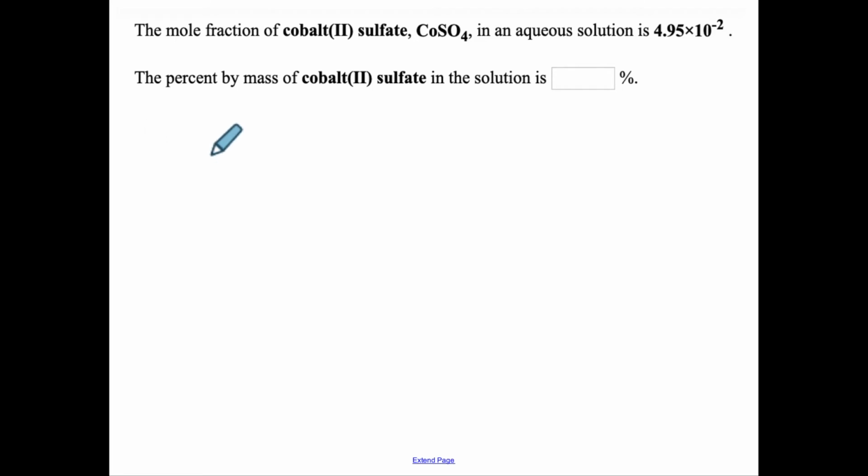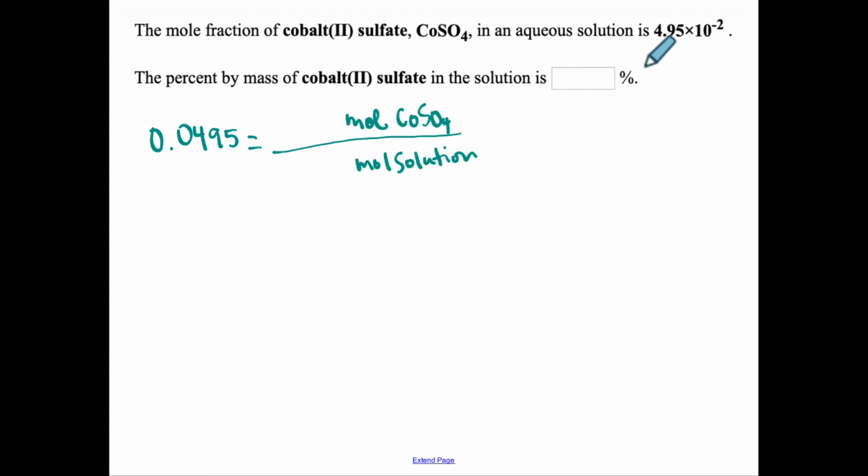Okay, in this problem, we are given the mole fraction. In this problem, it tells us that our mole fraction is 0.0495, just this number written out, and the mole fraction is equal to moles of solute divided by the total moles of solution. And since that's the only thing that they give us, we are going to have to assume one of our numbers here. So we're going to assume that we have 100 moles of the solution. If we have 100 moles of the solution, we would multiply 100 by 0.0495 and find out that we had 4.95 moles of cobalt sulfate.